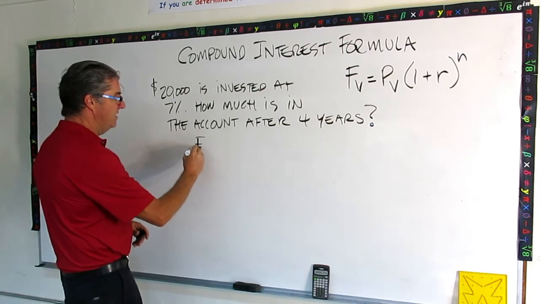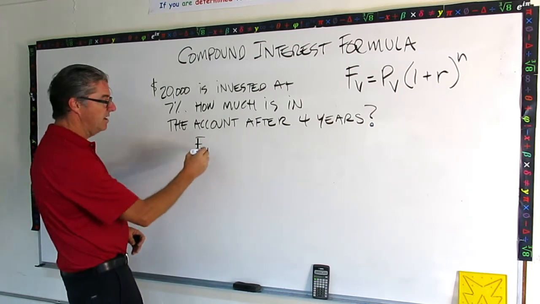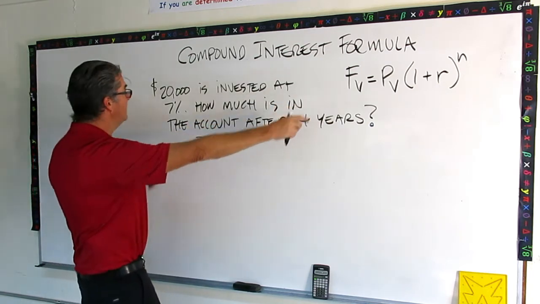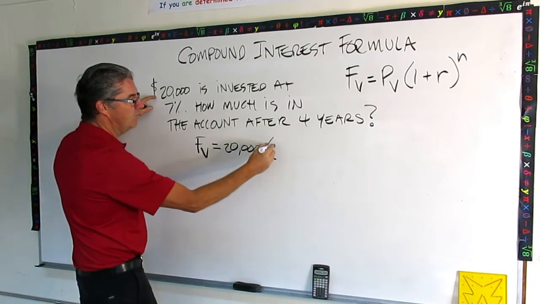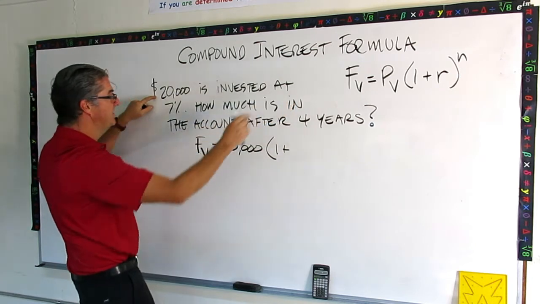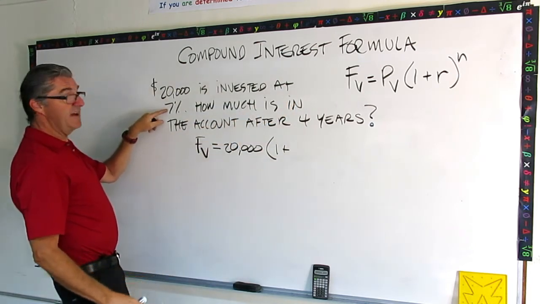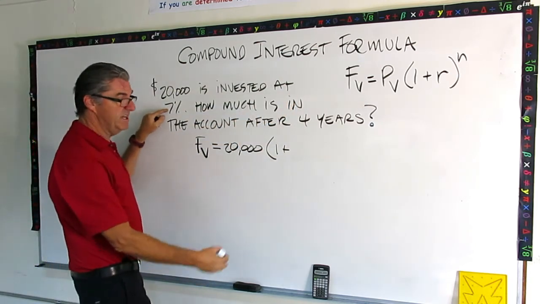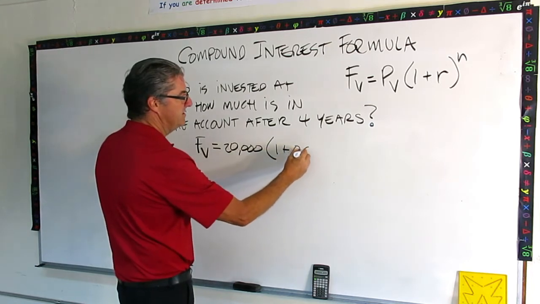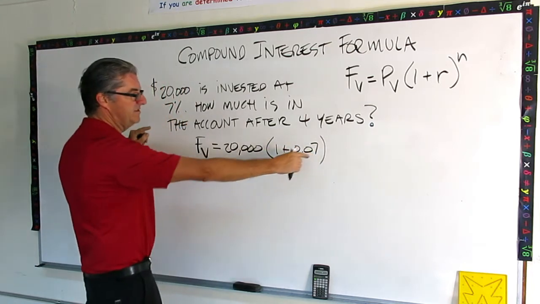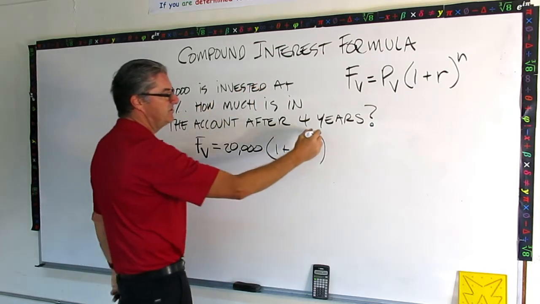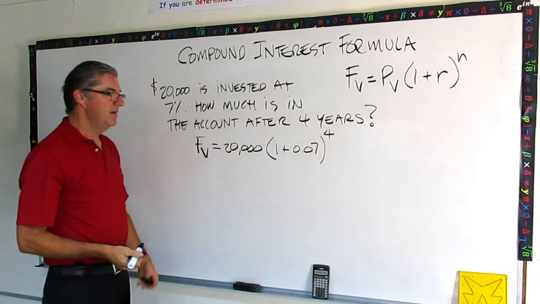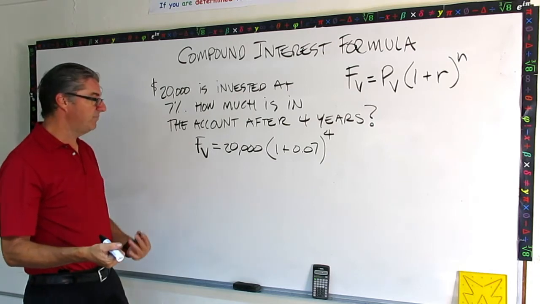Future value, this is what we're trying to find. This is our unknown. It's going to be the present value, that's the $2,000, times 1 plus R as a decimal. 7% as a decimal is 0.07. 1 plus 0.07 to the n. The n is the number of years, so that's to the 4. Now that's my correct, complete plug-in step.